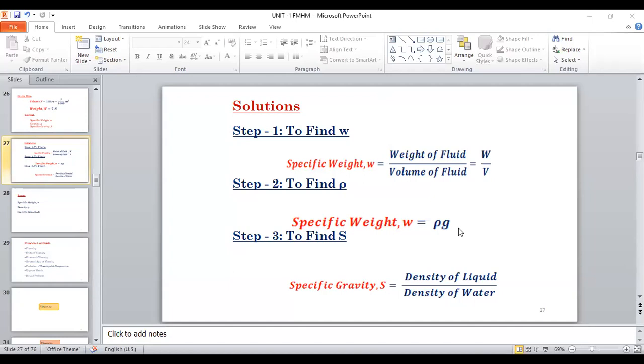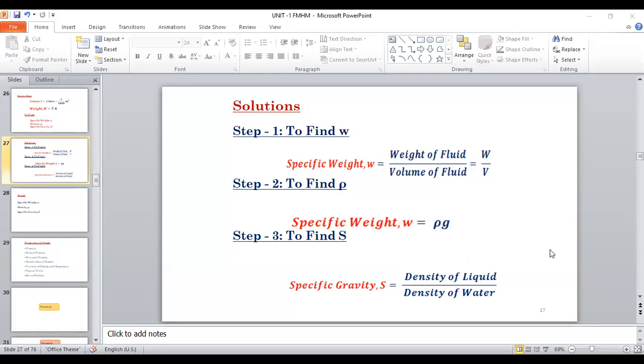After that, you find density by using specific weight: small w equals rho into g. The specific weight we have already found is 7000, divided by 9.81. If you do this, you will get the density of that liquid. What did you get? 713.55. And what is the unit of density? Kg per meter cube. Please write this down: rho equals 713 point something kg per meter cube.